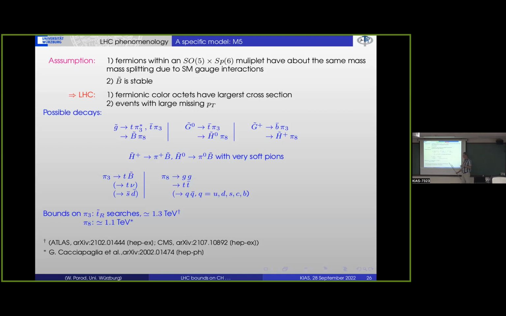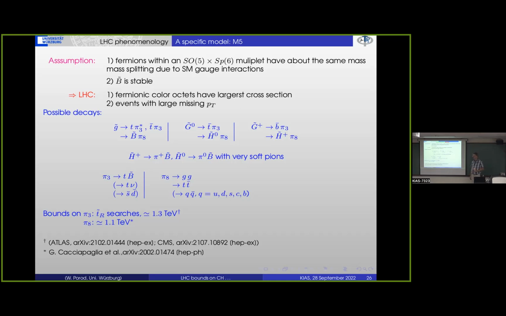We know from SUSY searches that this stop tilde, or the pi3, should have a mass above 1.3 TeV, so we'll assume later on 1.4 TeV. And then in a paper that Giacomo did together with Thomas and others, we know that the color octet should have a mass of at least 1.1 TeV. So these we assume as lower bounds on these colored states. Bounds are higher because this is colored.